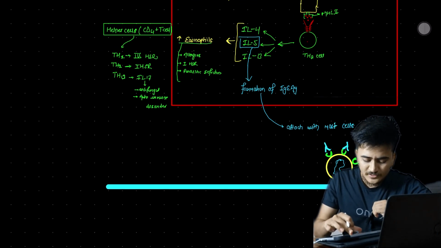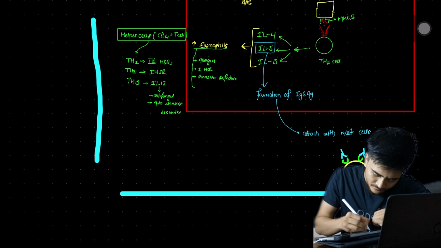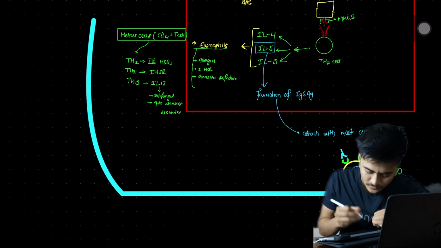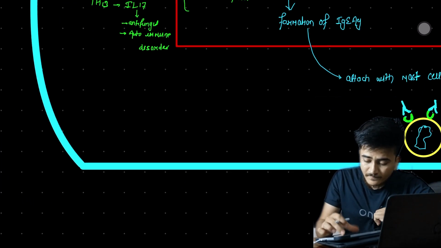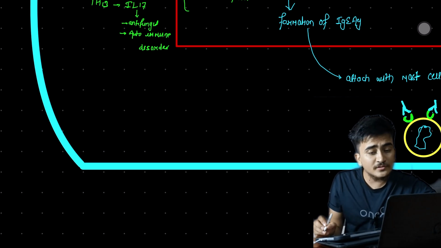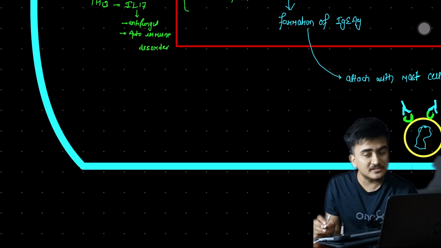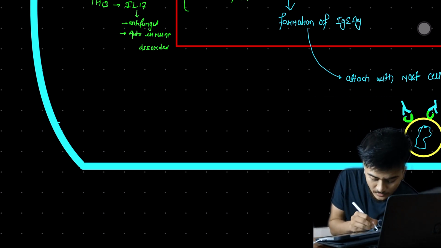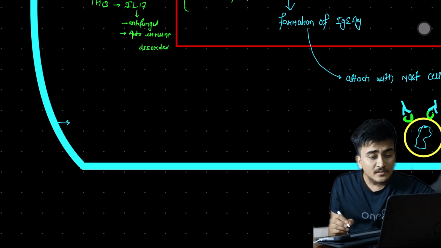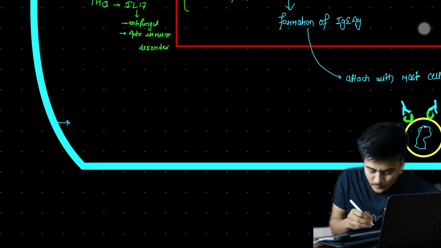The condition right now what we are speaking is up to this one. Whatever we have spoken up to this one, this is the condition in which for the first time antigen enters in our body. It is called the first exposure.